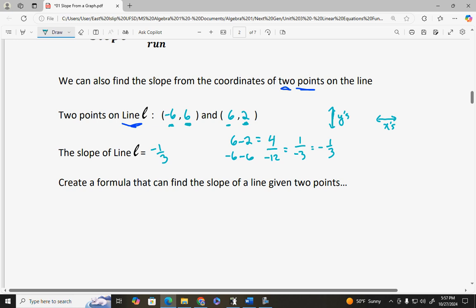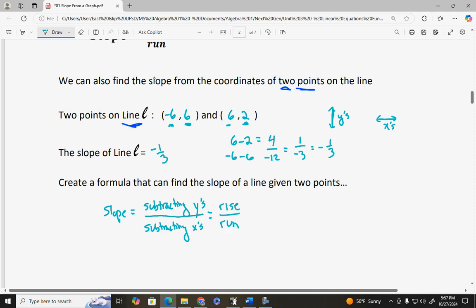So what did I just do? I just picked 2 points on the line, and then I subtracted the y's, and I subtracted the x's. Slope can be found by subtracting the y's and then subtracting the x's, because it tells us what the rise is and what the run is.